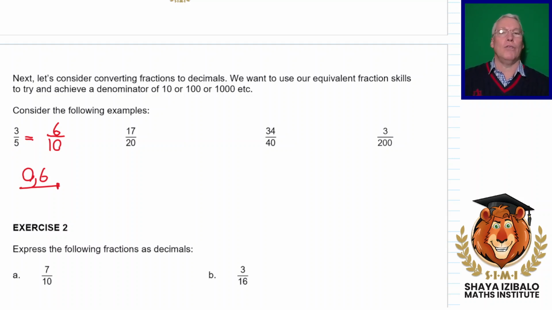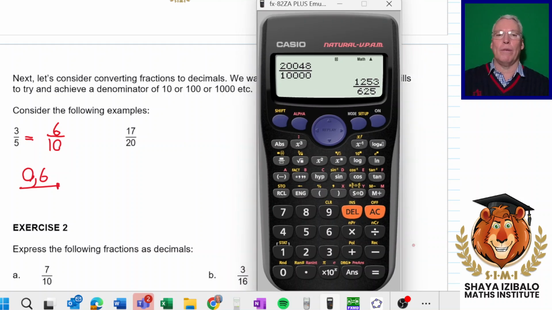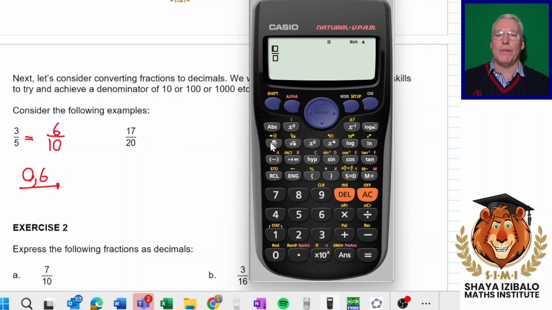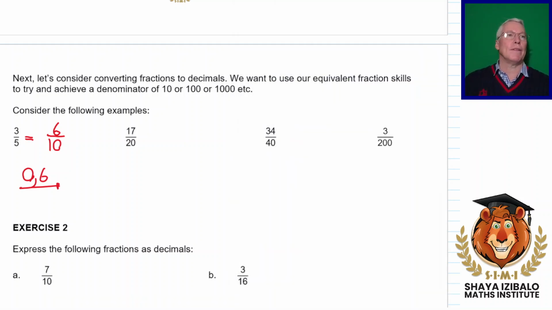Our calculator can do it, but we need to be able to do this without a calculator as well. Let's just show you. If we go 3 over 5, our calculator leaves it as 3 over 5, but if we take it from the symbolic representation of 3 over 5 to the decimal, that's what that button does. It gives us the decimal of 0,6.